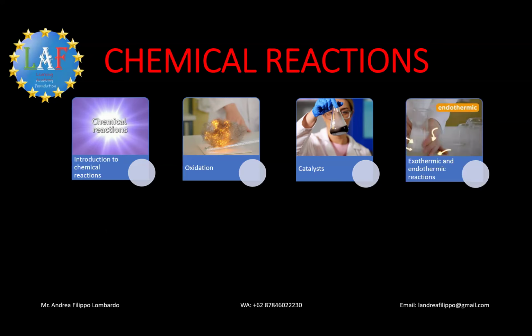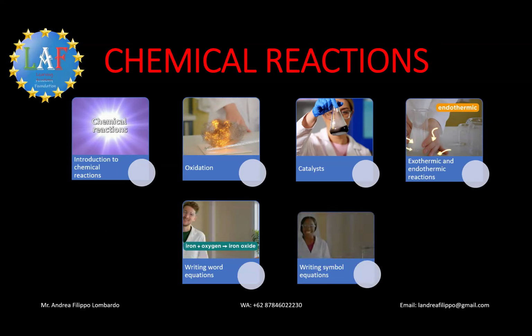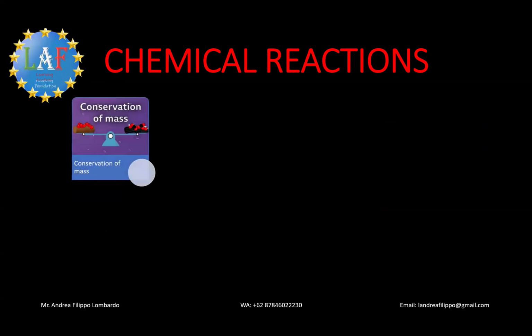Exothermic reactions release energy into the surroundings, so they usually feel hot. Endothermic reactions are the opposite. Also, the students will see that chemical reactions can be represented by word equations and can be summarized using symbol equations. Students will also see that during chemical reactions or a change of state, no atoms are created or destroyed. So the total mass of chemicals before and after a reaction remains the same.